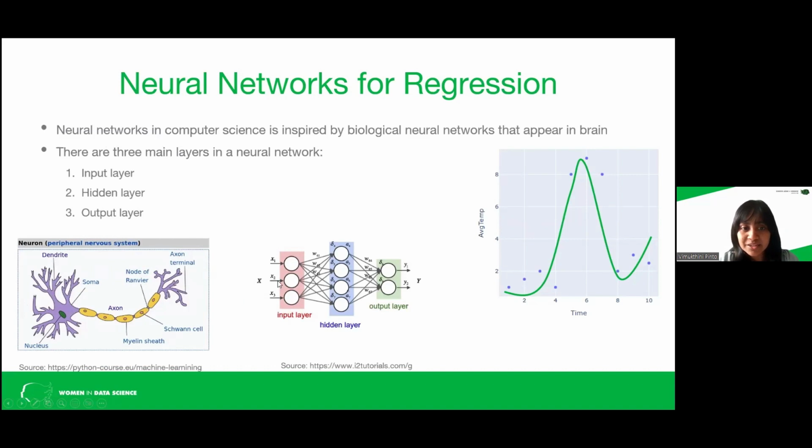I got these two pictures. This is a biological neural network, and similar to that, we have our neural networks that we use in computer science. So we have our input layer. This is similar to what we have here. And then as our hidden layers, instead of axons, we have our hidden layers, and then we have the output layer that finally gives the output. So these are the three main layers in neural networks.